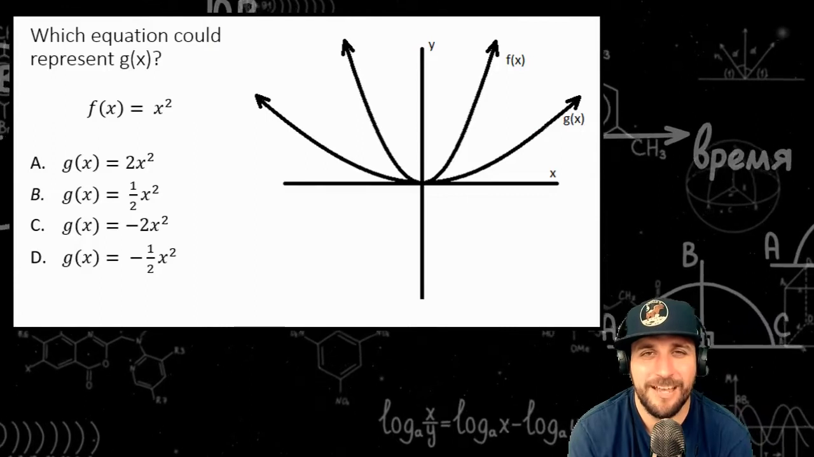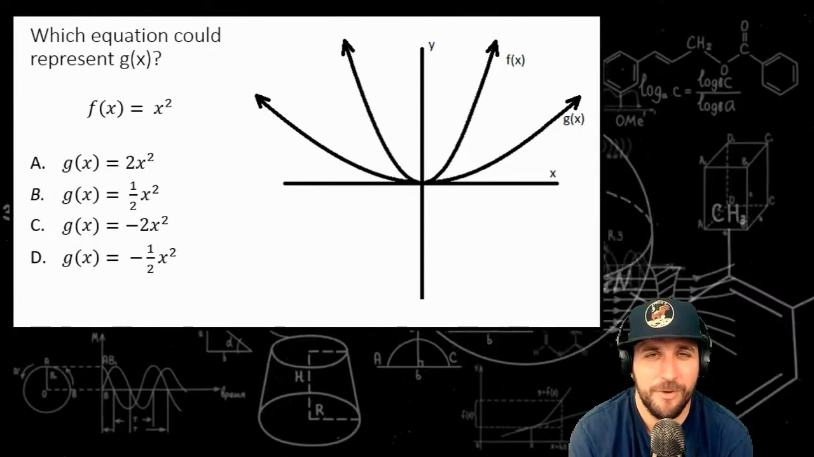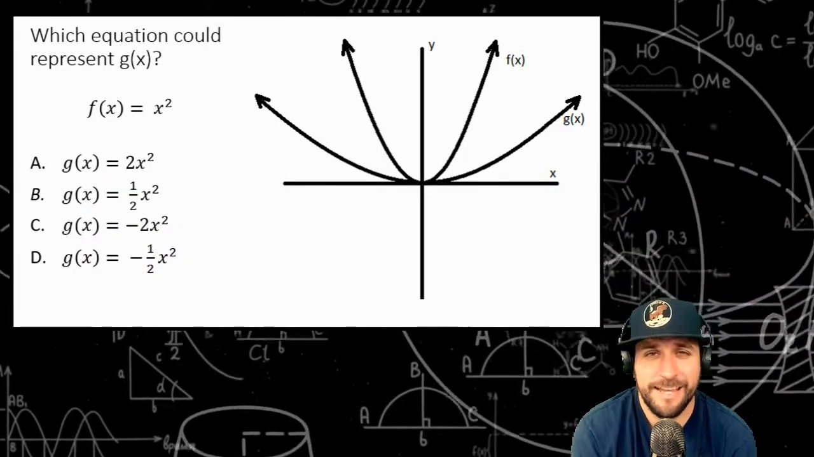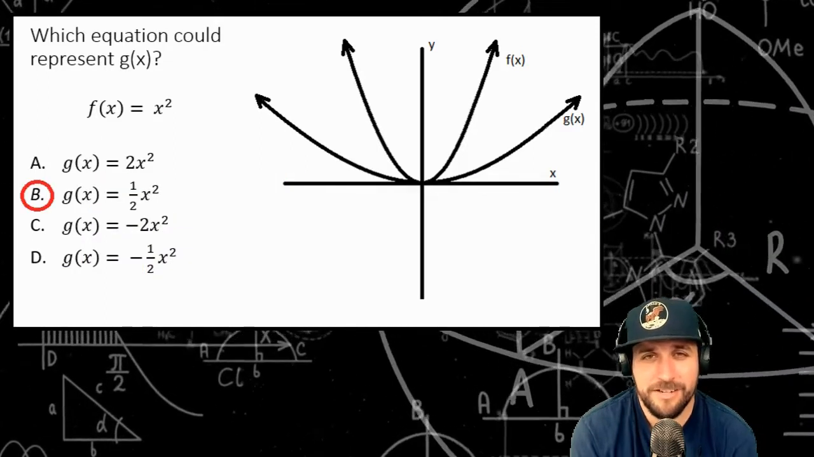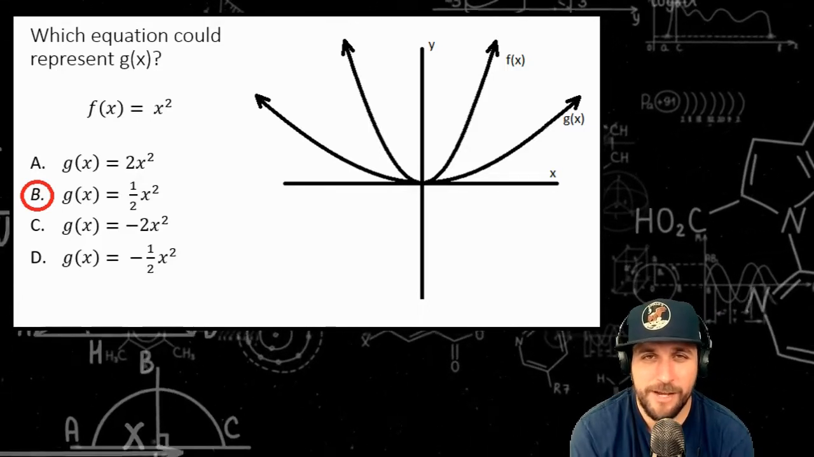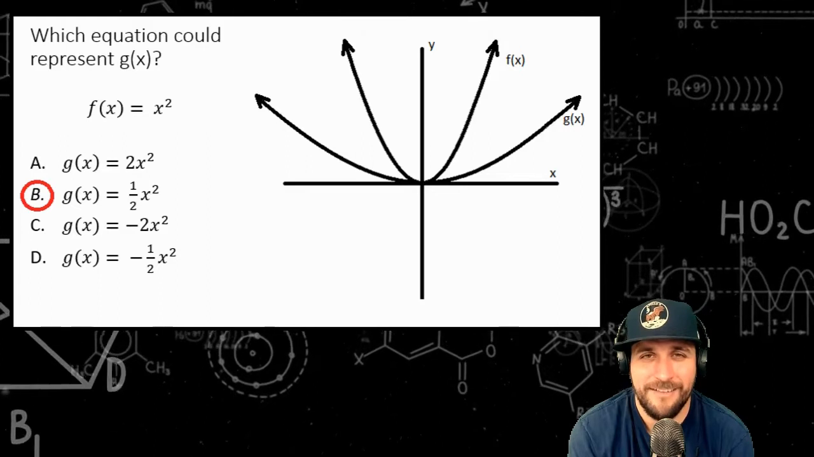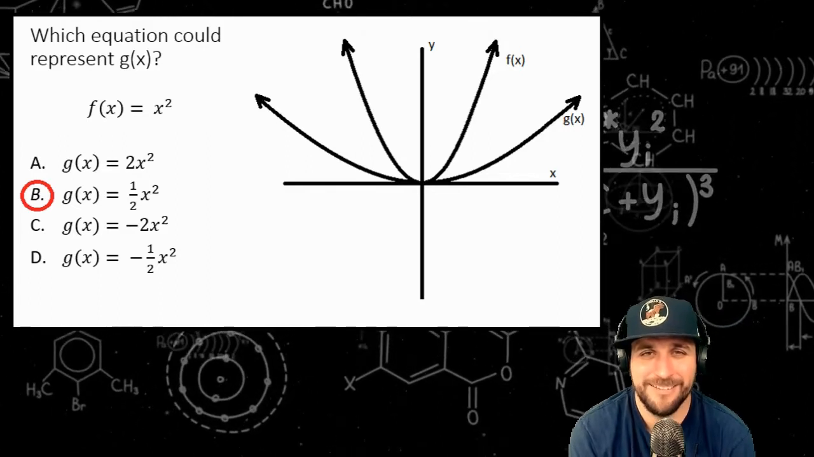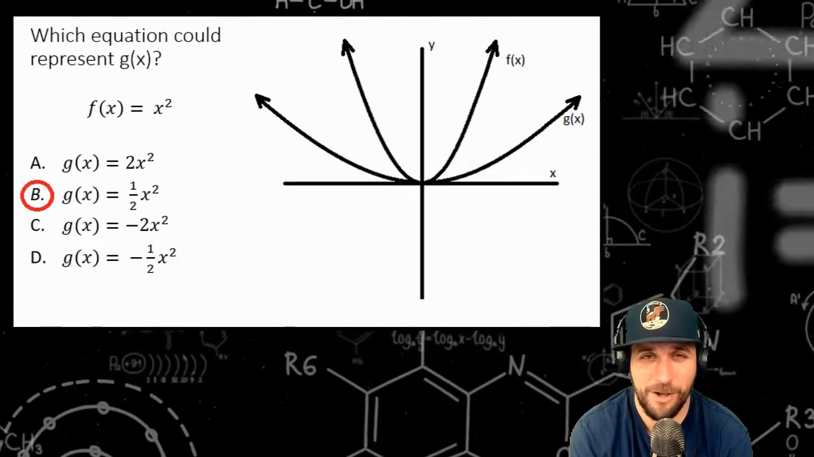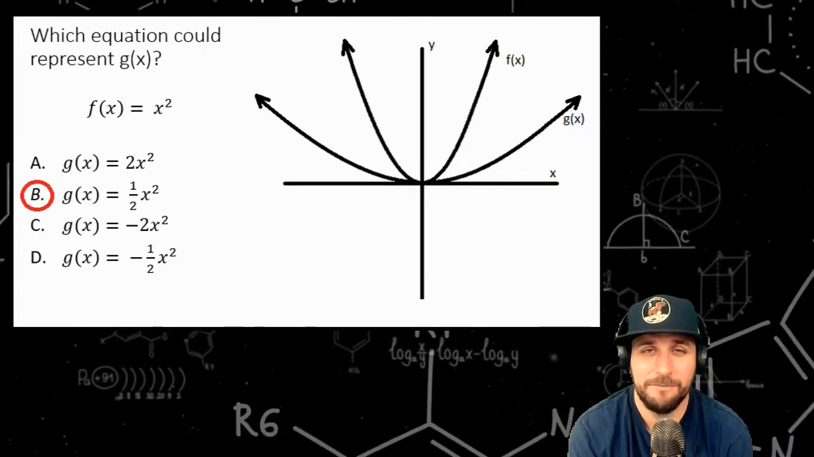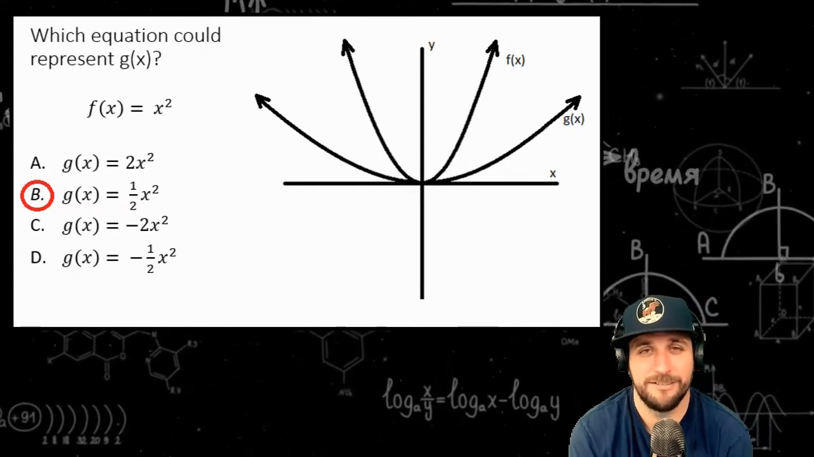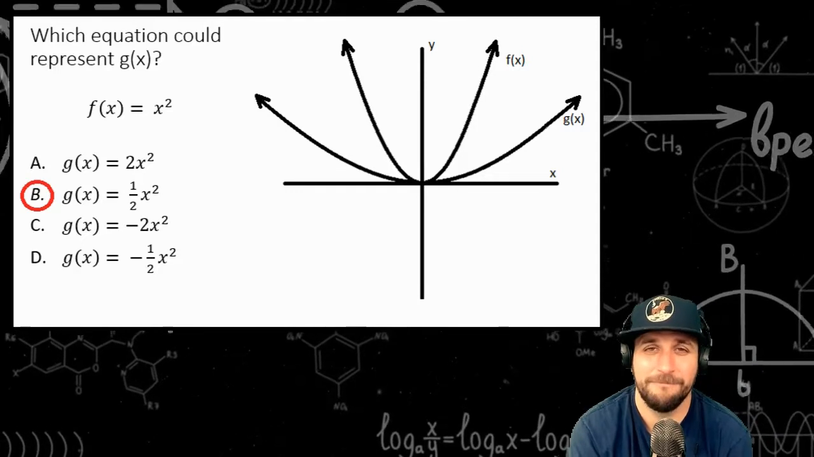So if we looked at this example here, could you tell which equation for g of x could describe the graph? The answer is B. G of x is wider than f of x. F of x had an a value of 1, so g of x needs to have an a value whose absolute value is less than 1. So it can either be B or D, because 1/2 is smaller than 1. It's B because my graph opens up, so I want my a to be positive. So that's the only choice that it could be.